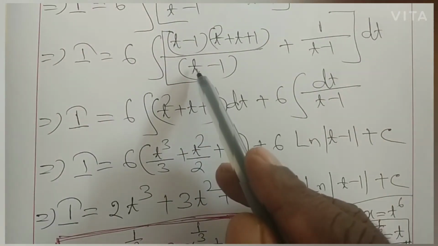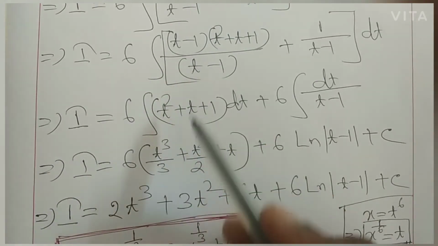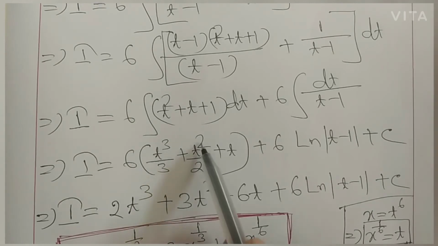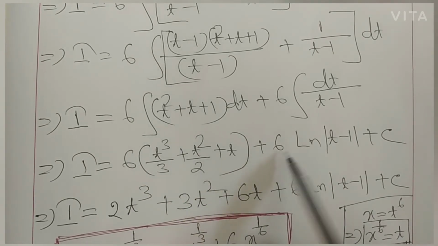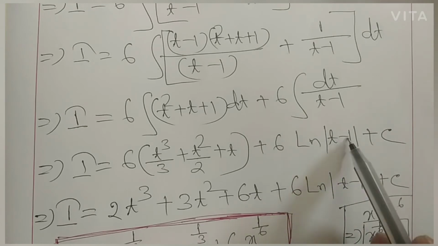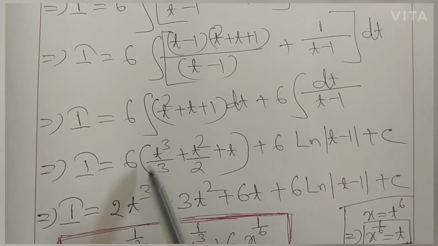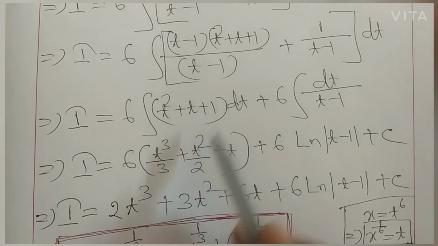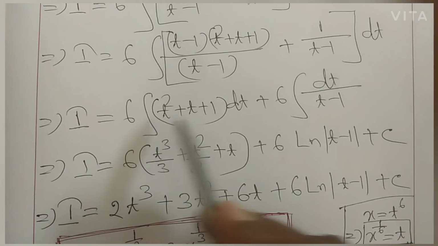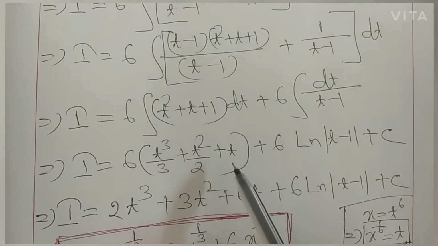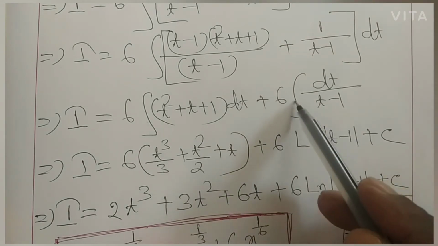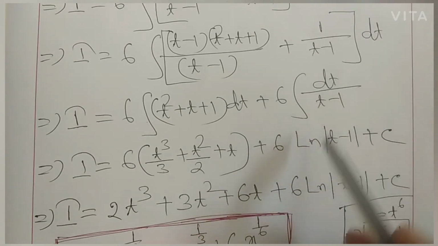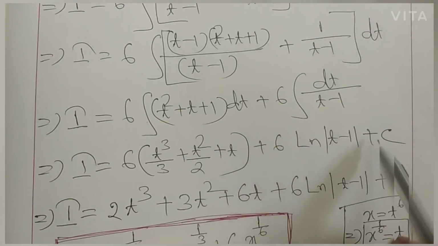Here t minus 1 by t minus 1, so t minus 1 cancel. And so I is equal to 6 into t to the power 3 by 3 plus t square by 2 plus t, plus 6 into ln modulus of t minus 1 plus c. Here the integration of t square dt is t to the power 3 by 3, the integration of t dt is t to the power 2 by 2, and the integration of dt is t, plus 6 into the integration of dt by t minus 1, which is equal to ln modulus of t minus 1 plus c.